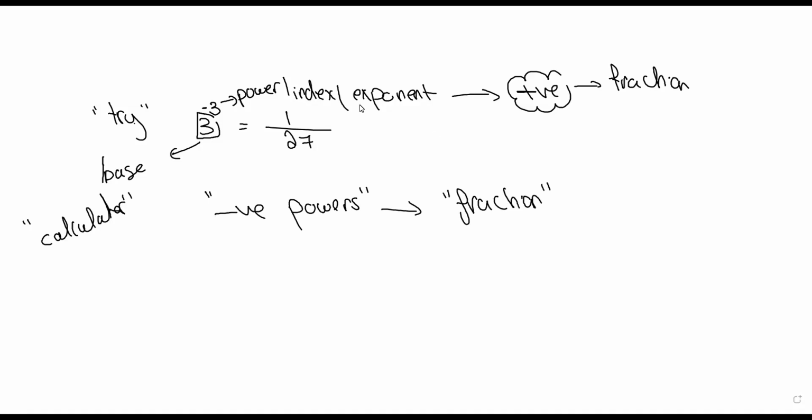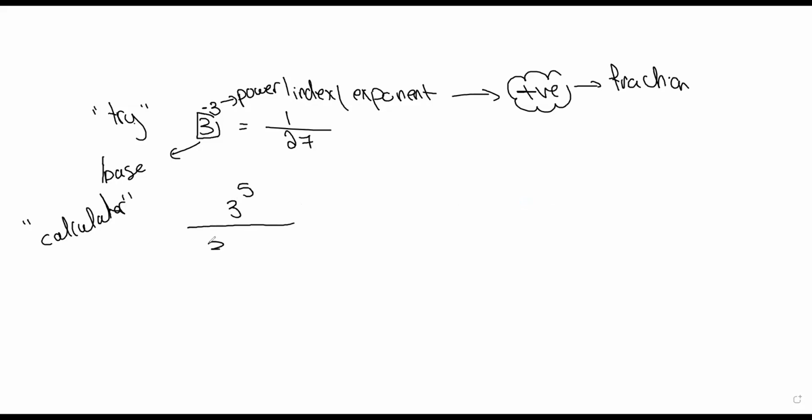Negative power means that your answer is a fraction. Now, let's try to understand why. Let me start with this example: 3 to the power of 5 over 3 to the power of 8. For instance, let's take this example as a start. 3 to the power of 5 means that the 3 is multiplied 5 times.